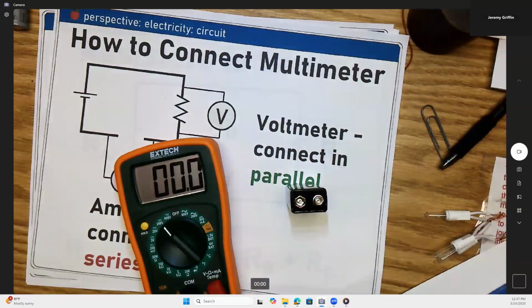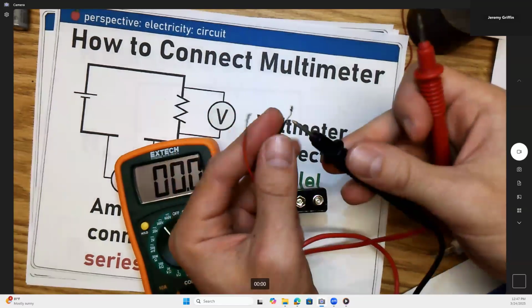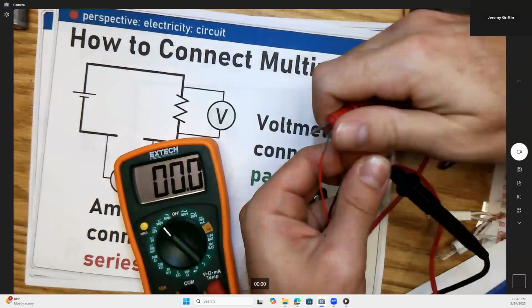How about, where's my cell phone charger? I said the cell phone charger was 5 volts, right? Let's see how true that is. I haven't actually done this today. Let's see if this is 5 volts.